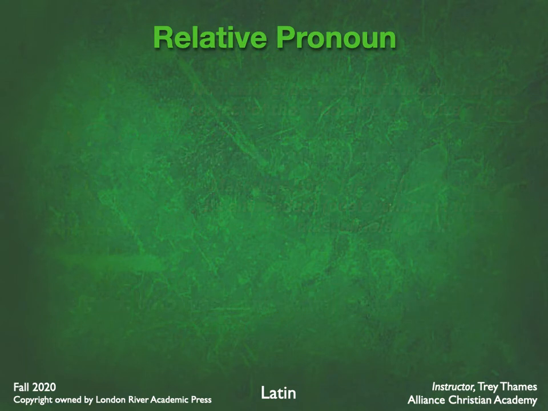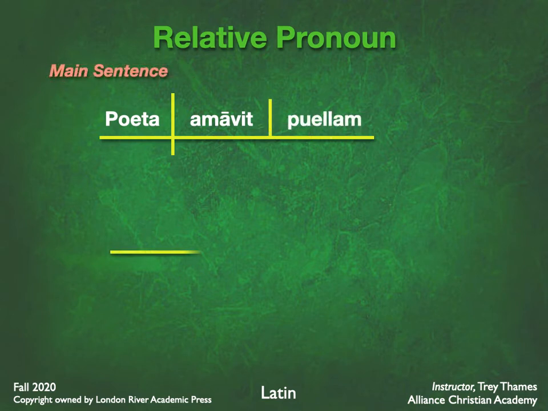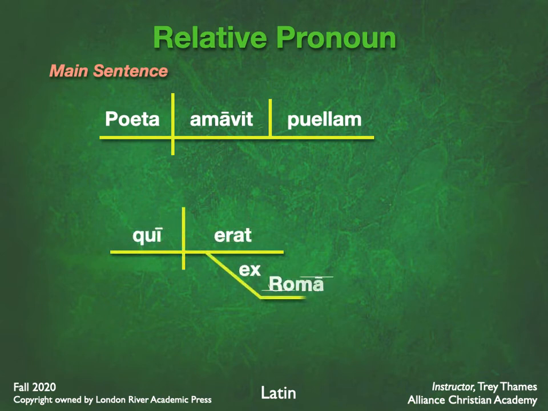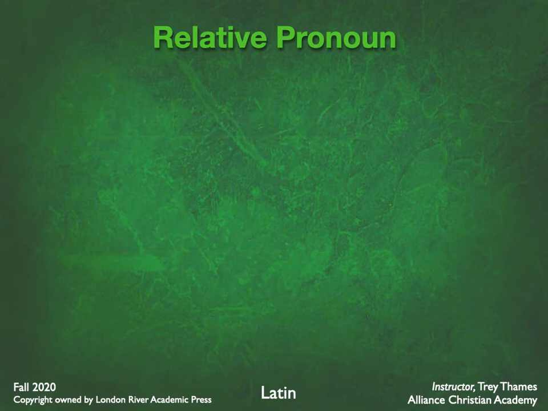All right. Now, helping us to see this, we're going to diagram the sentence. I think that often helps to see how these words are related. You've got poeta, amavit, puellum. There's your subject, verb, direct object. That's your main sentence. And then in the Latin, the relative clause, qui is the subject, erat is the linking verb, ex Roma is the prepositional phrase of the subordinate clause. So there again is your subject, verb, direct object. Then you've got your subject, linking verb, and prepositional phrase. And the word qui is connected to poeta, and that's why we drew a little line there, and I accidentally hit the spacebar, but we'll look at another example here in a minute.